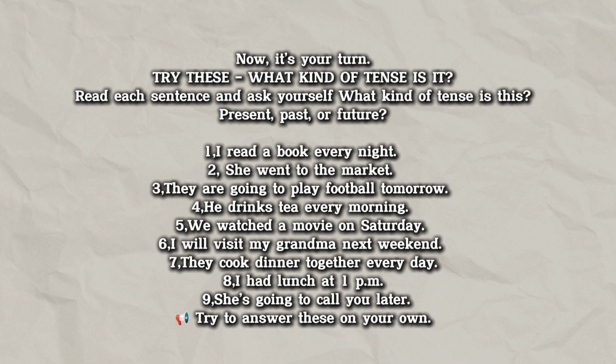He drinks tea every morning. We watched a movie on Saturday. I will visit my grandma next weekend. They cook dinner together every day. I had lunch at 1 p.m. She's going to call you later. Try to answer these on your own.